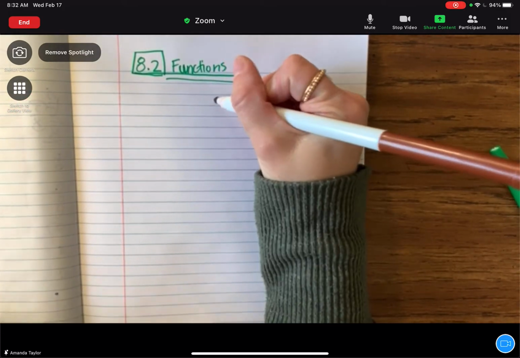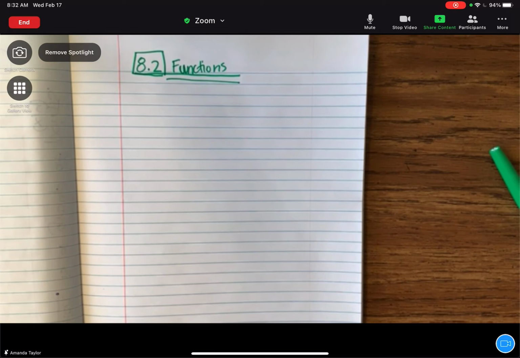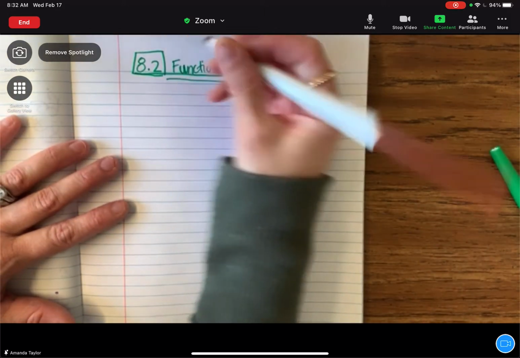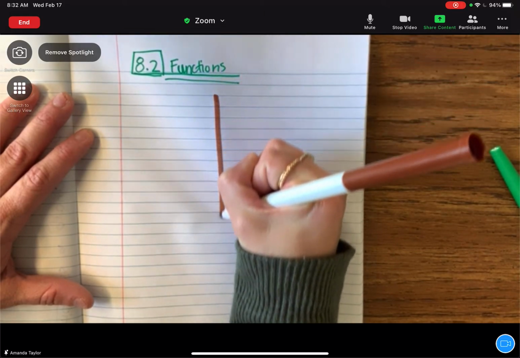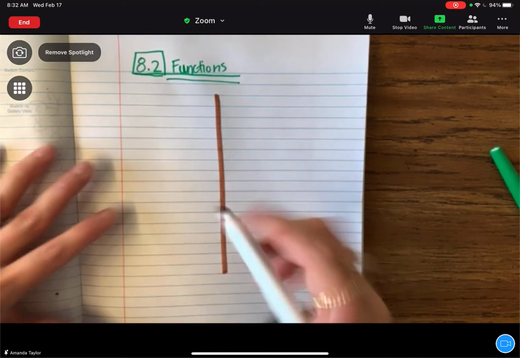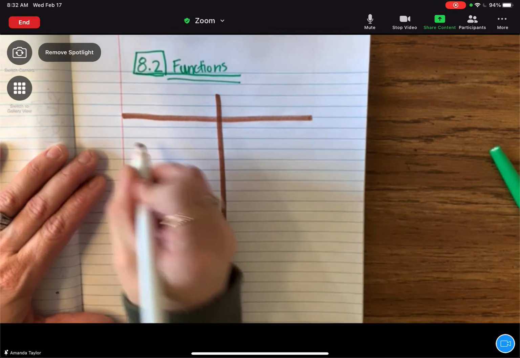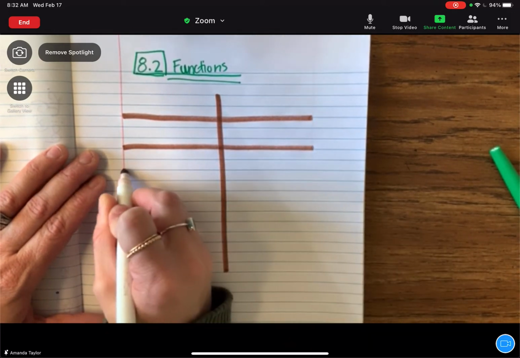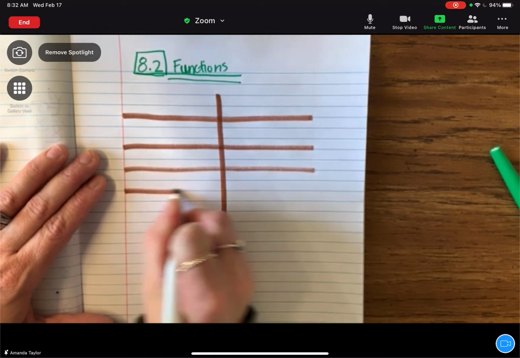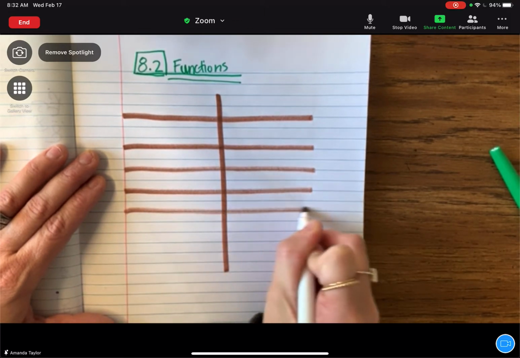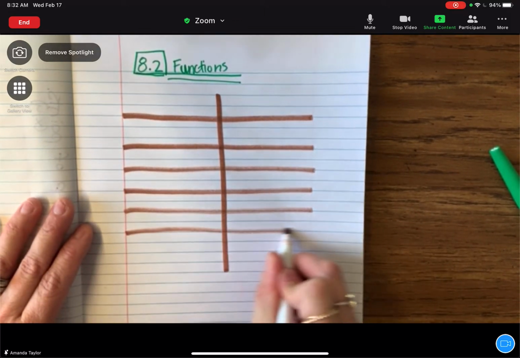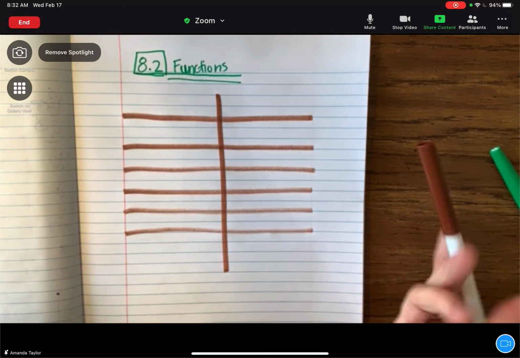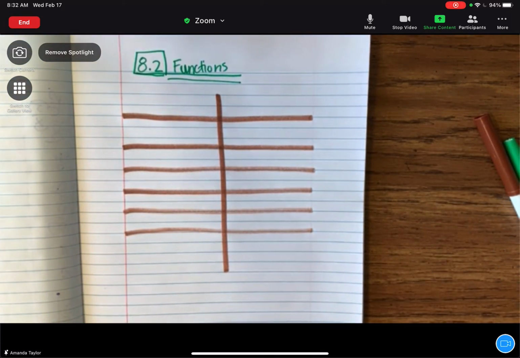First thing we're going to talk about, well, before we talk about functions, which deal with a lot of inputs and outputs, we probably should define those words. So we're going to do a little T-chart. I don't know, there might be like 5 or 6 things here. And make yourself a little T-chart.